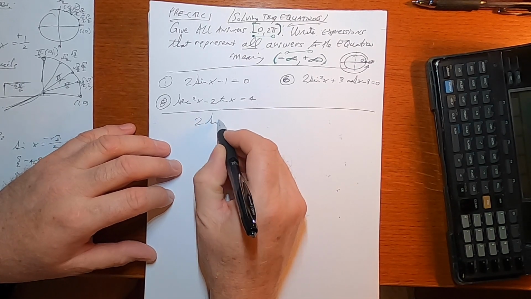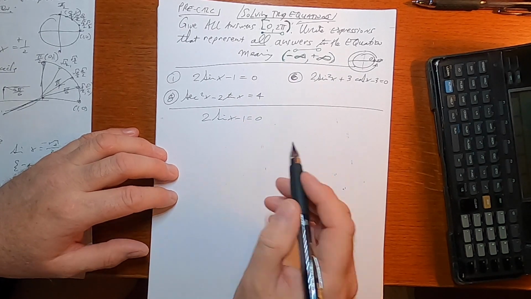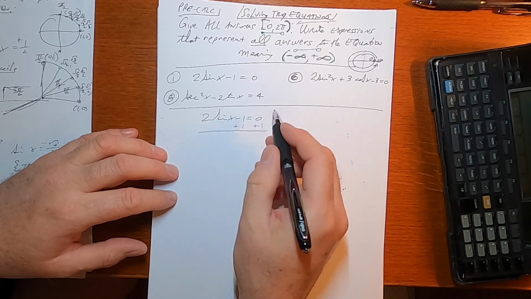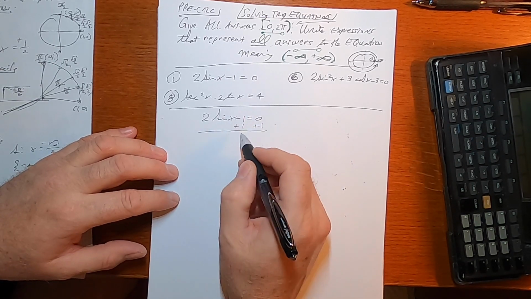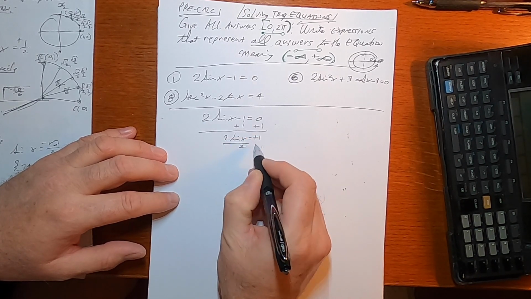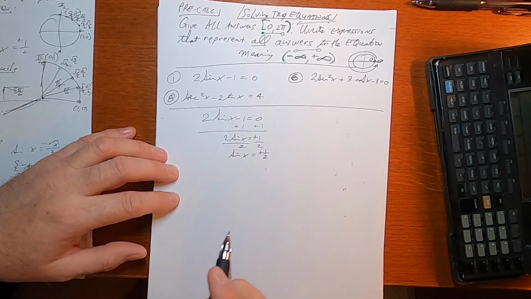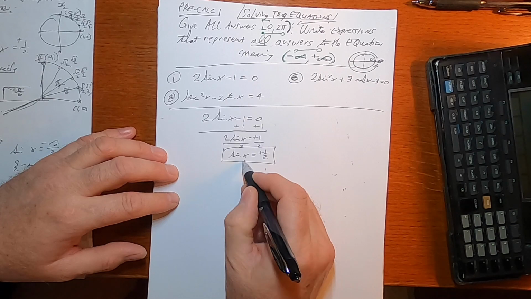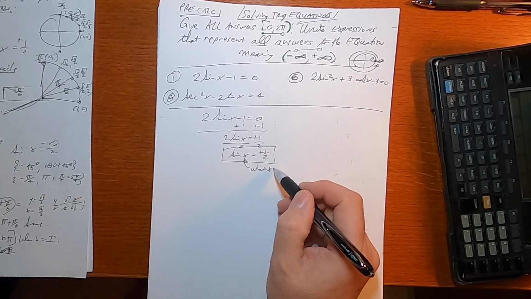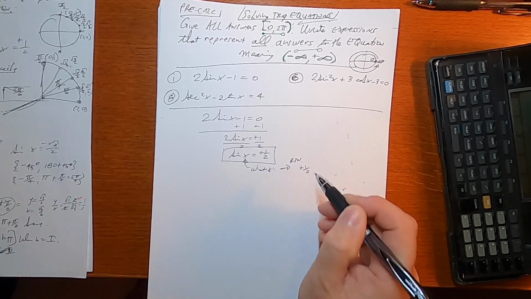Number 1 is 2 sine x minus 1 equals 0. Well, we simply move over the 1, try to isolate the sine x. So I get 2 sine x equals plus 1. Divide both sides by 2. I get sine x equals plus 1/2. So the question becomes, at what angle would I be getting a return of plus 1/2?